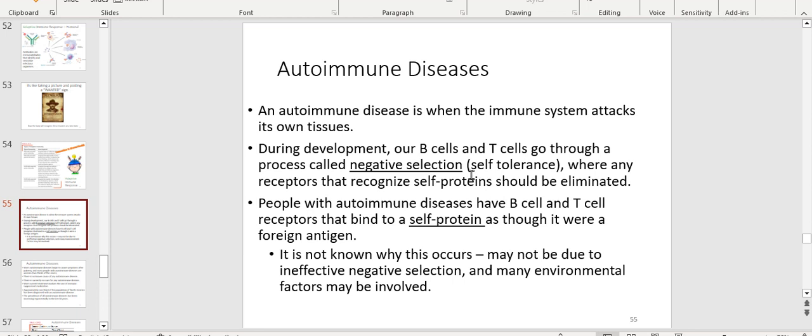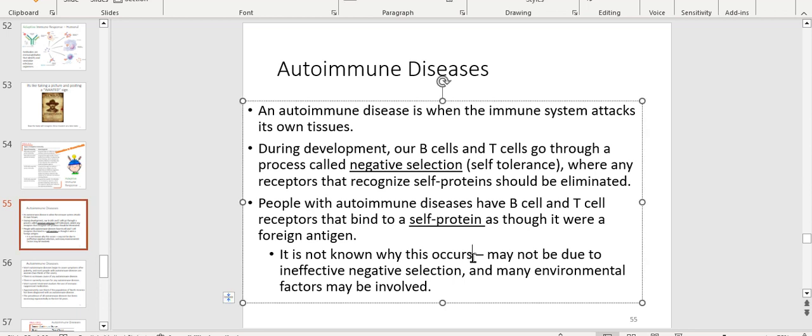But people with autoimmune diseases have B and T cell receptors that bind to self-proteins as though they were a foreign antigen. It's not known why this occurs. It may not be due to an ineffective negative selection. Many environmental factors may be involved, but the point is we don't know why these cells go after our own cells.